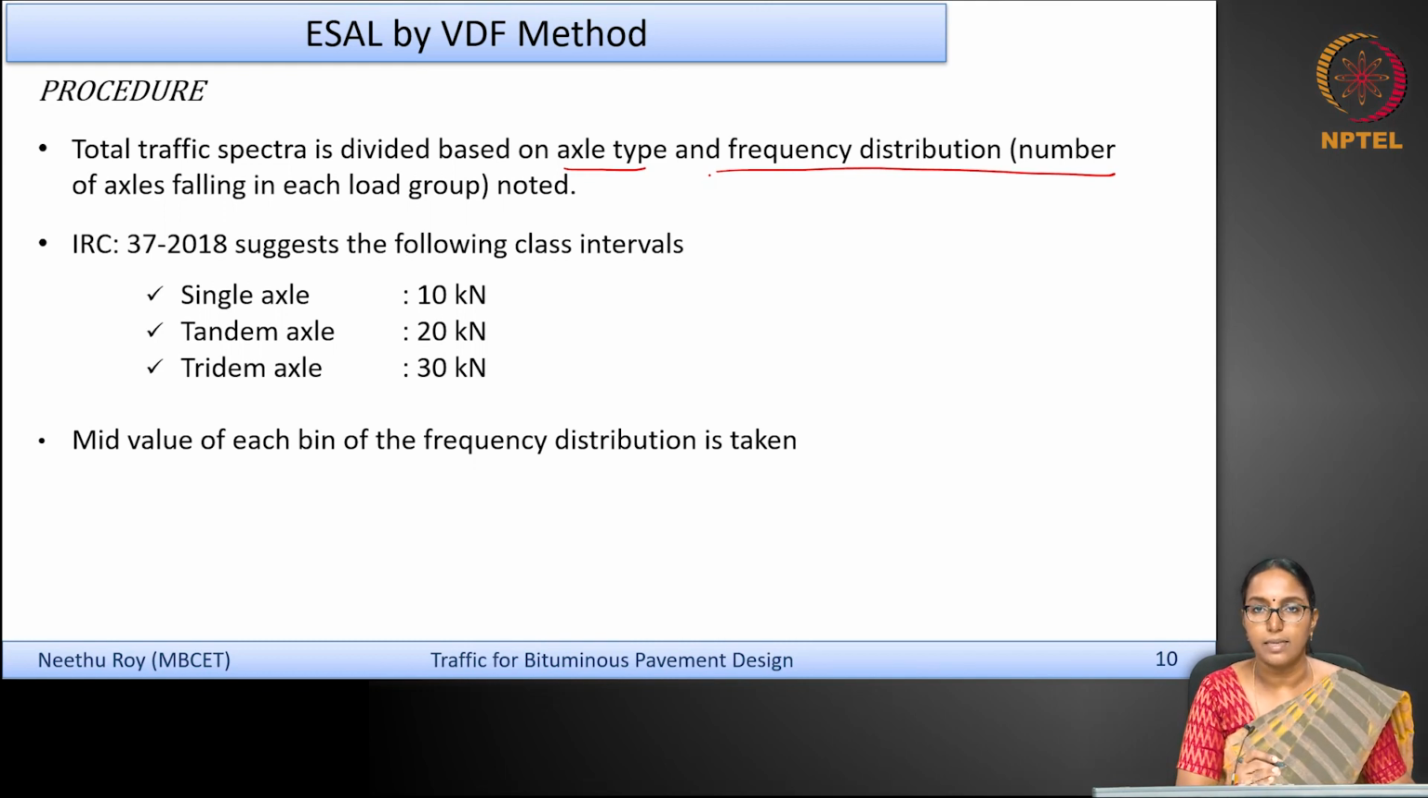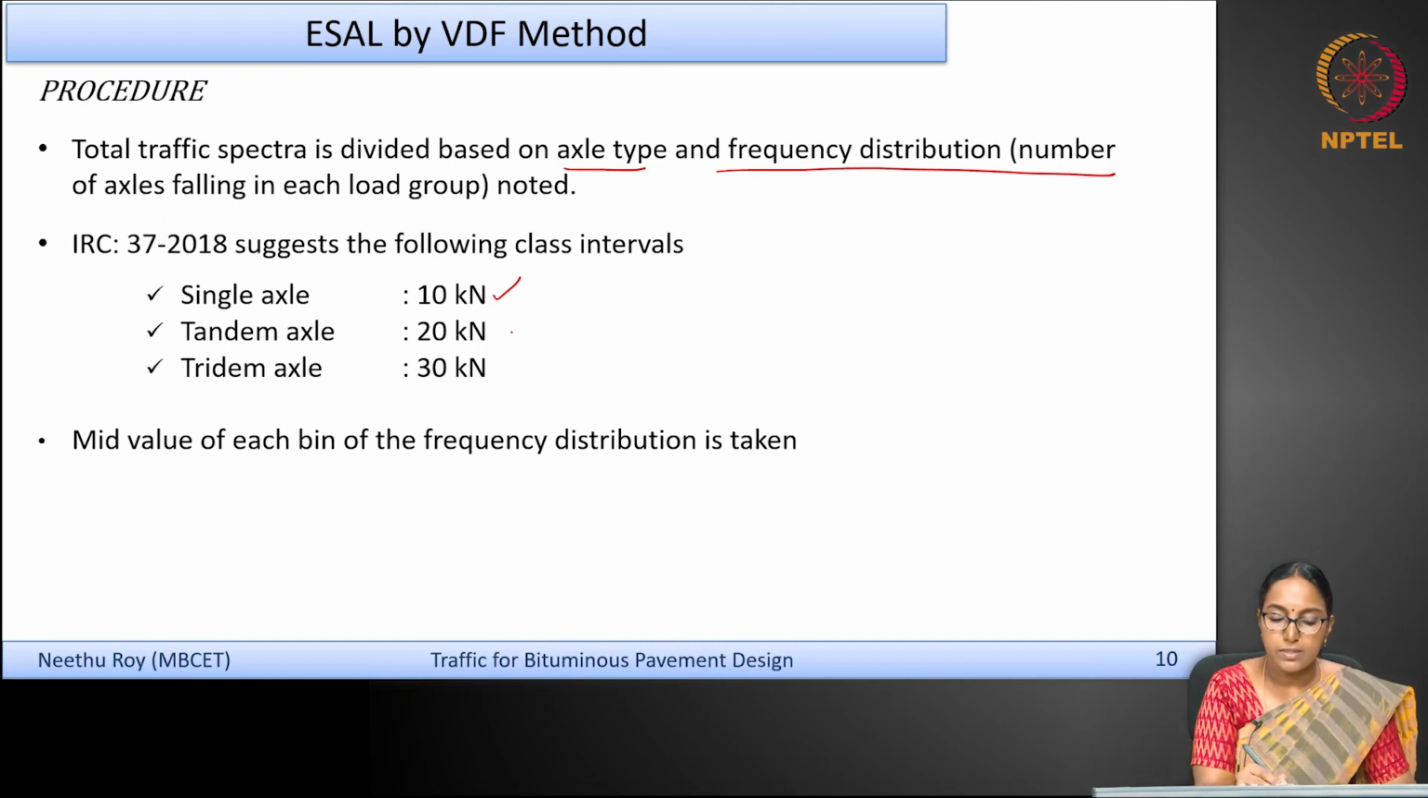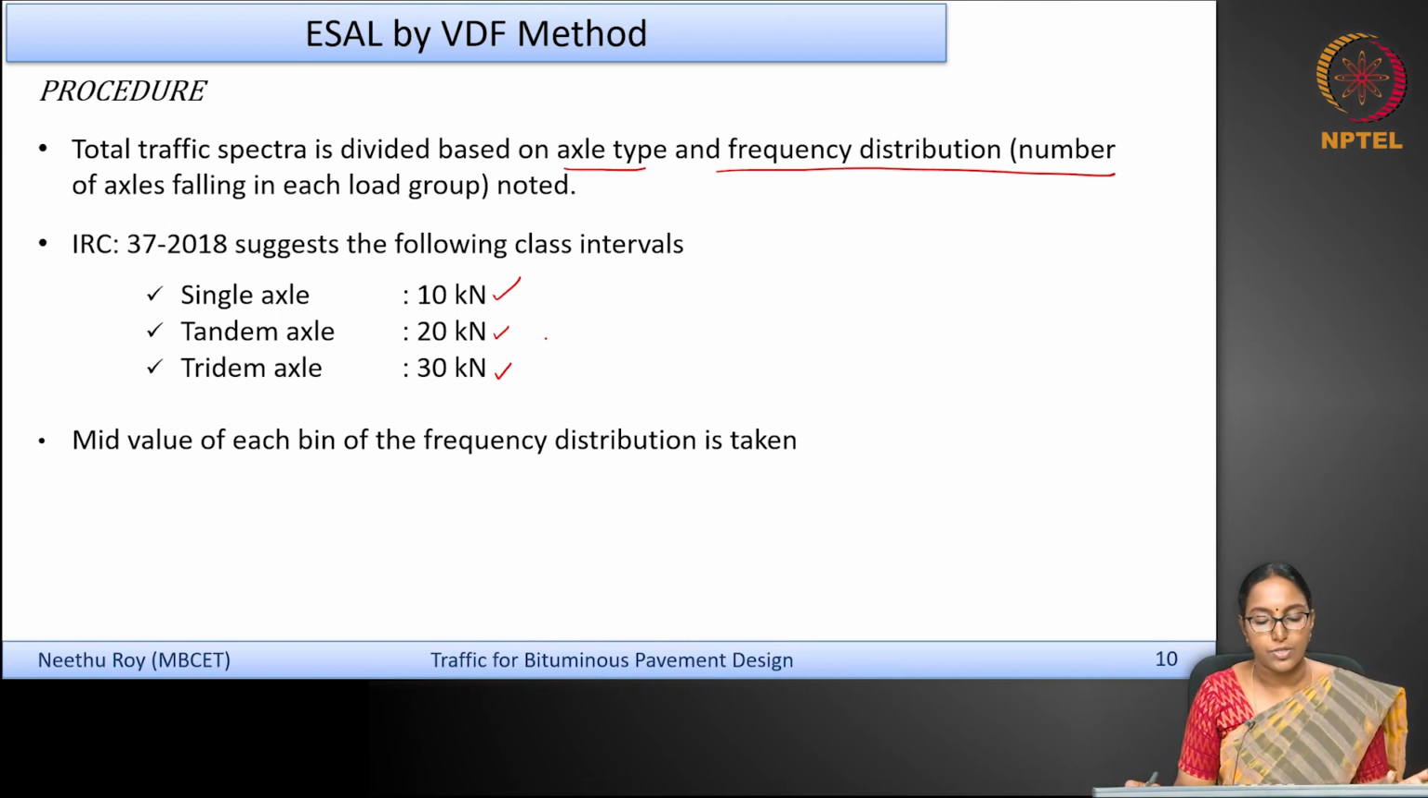So for each axle type, we will see how many axles are falling in each load group. Now what you do is divide it into a number of intervals or class intervals. Essentially, how you divide it into the class interval can affect the VDF value. So IRC 37 suggests that you make bin sizes of 10 kilonewton for single axle loads. If it is a tandem axle load, you can make a bin size of say 20 kilonewton, and for tridem axle loads, you can make a bin size of 30 kilonewton. Essentially, because the loads will be larger, you can have a range of 30 kilonewton as a bin size, I mean the class interval.